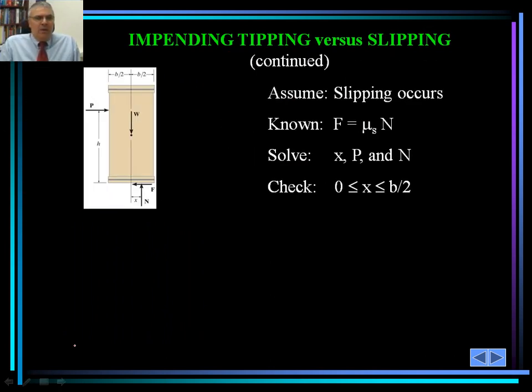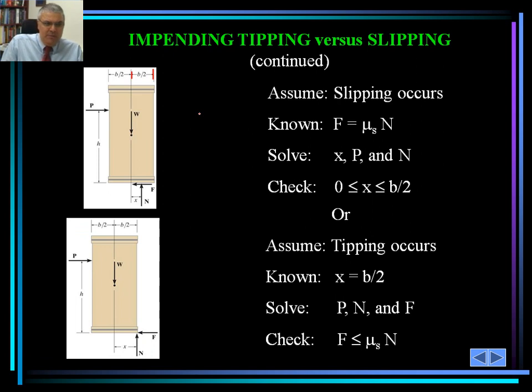Assume slipping occurs. In that case, F would be mu sub s multiplied by N. In that case, we can solve for x, P, and N. And we want to make sure that we check the distance x, which is the distance of the normal force from the center of gravity of this object, is between 0 and b over 2. So we want to make sure that x is somewhere between here and here. We're going to check for that.